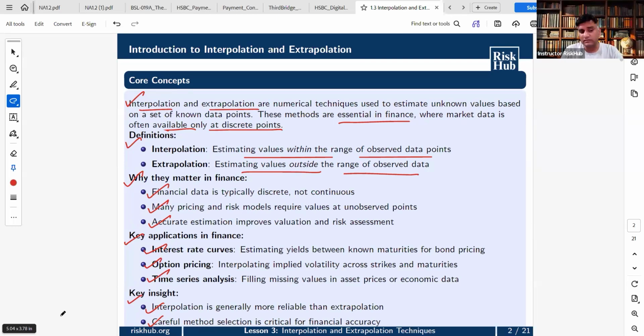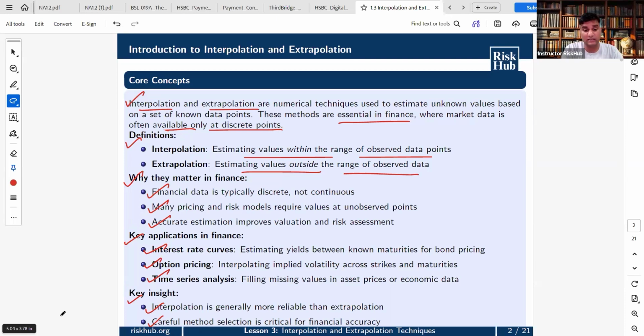The simple point is that interpolation means estimating a value within the range of known observations. For example, maturity 2 year has yield 4%, and maturity 4 year has yield 6%. You want the 3 year yield, and since 3 year lies between 2 year and 4 year, this is interpolation. Extrapolation means estimating a value outside the range of known observations. Yields are given up to 10 year, but you want a 30 year yield. That's extrapolation.